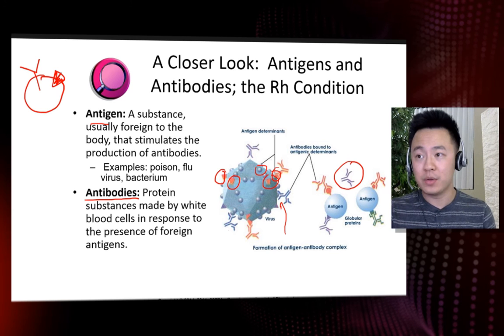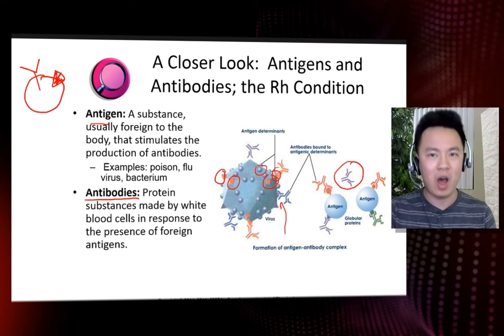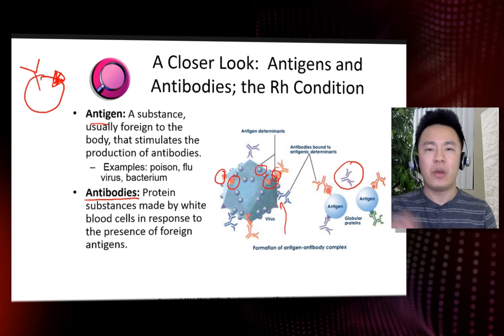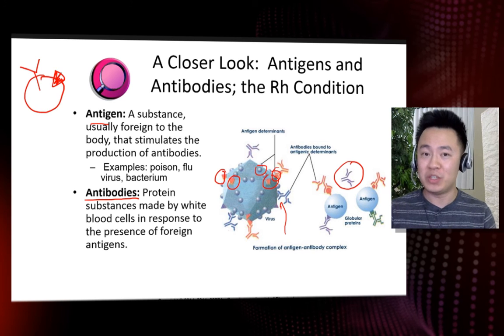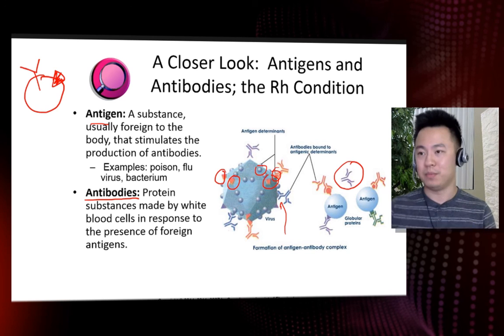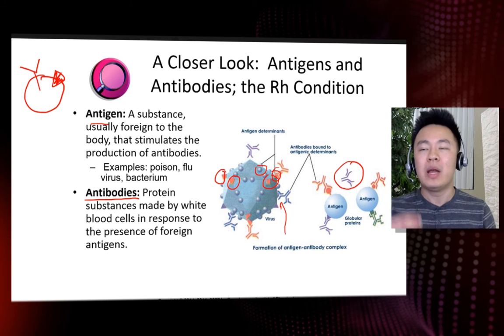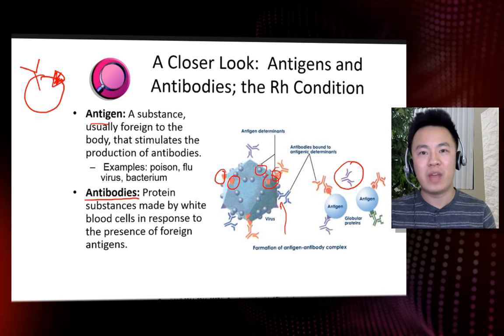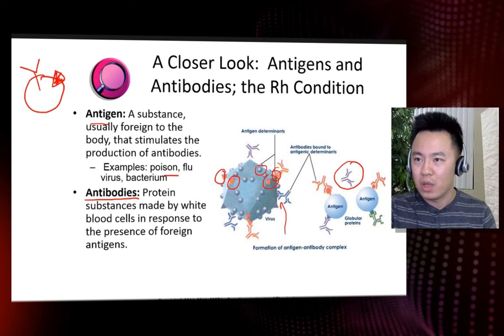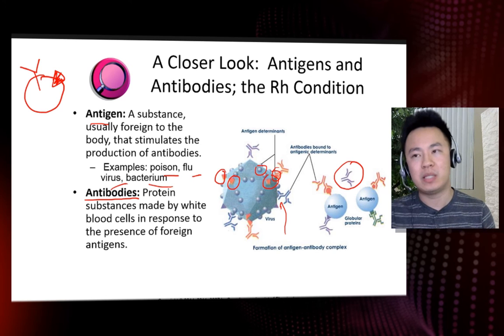Now, are all viruses prone to white blood cells? Sure, absolutely. But do they all get tagged by white blood cells? Absolutely not. One of the most common viruses that is very difficult for white blood cells to tag, of course, is the human immunodeficiency virus, or HIV. So once again, an antigen is a substance usually foreign to the body that stimulates production of antibodies. For example, we definitely have poisons. The flu virus or bacterium can be examples of those antigens.